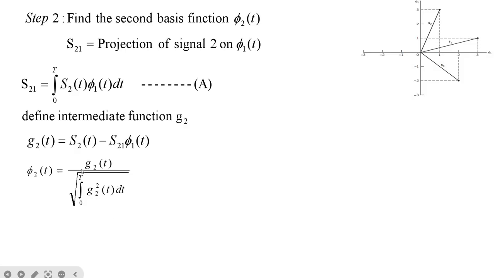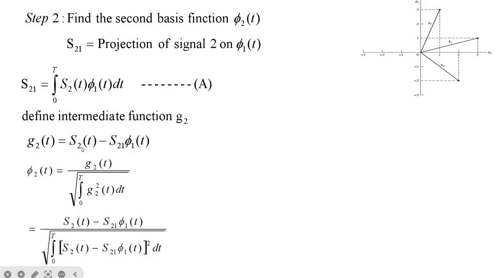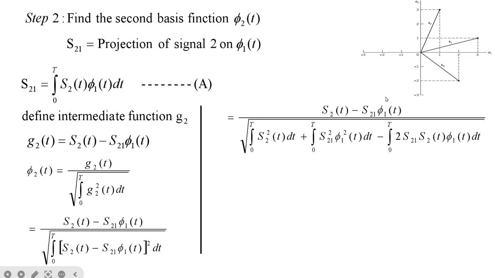Now we have to substitute the value for G2 of t in this equation, in the numerator and the denominator. So we get G2 of t as S2 of t minus S21 phi 1 of t, and in the denominator, square root of integration 0 to T of G2 value, S2 of t minus S21 into phi 1 of t, its square dt. Now we have to apply the (a minus b) whole square formula to the denominator. The numerator remains the same. In the denominator, this is a and this is b.